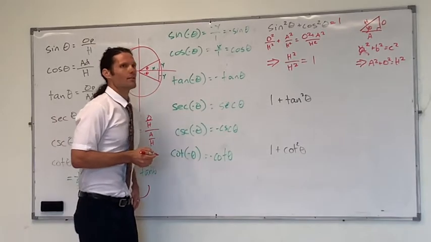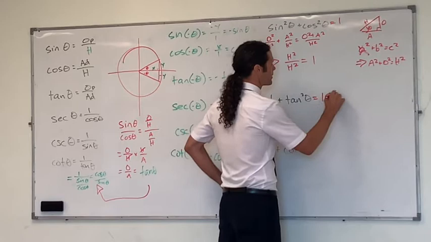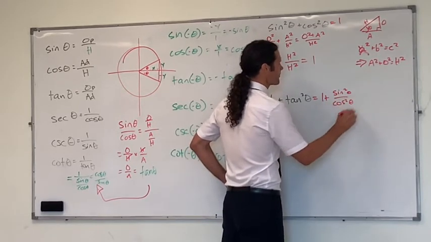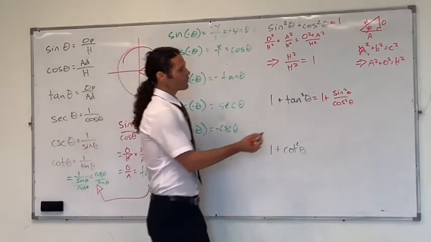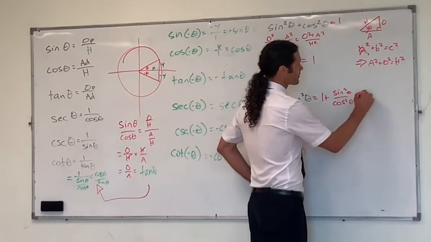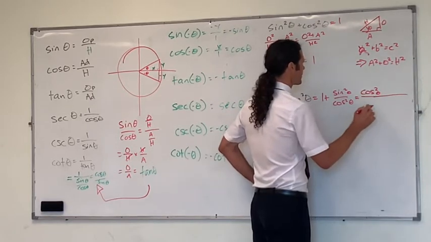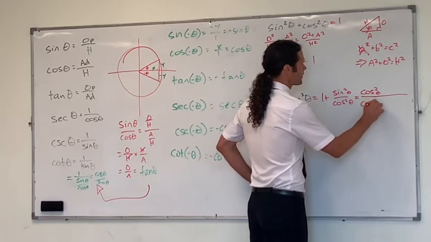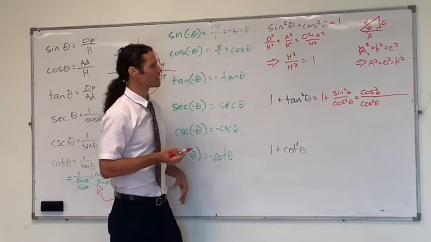Now 1 plus tangent squared theta, well, we know this is 1 plus sine squared theta over cosine squared theta. And then we can do some substitution here. We've got cosine squared in the denominator, so if we want to make 1 into something that we can add to the rest of that fraction, we can say cosine squared theta over cosine squared theta is equal to 1. Anything divided by itself is just equal to 1.